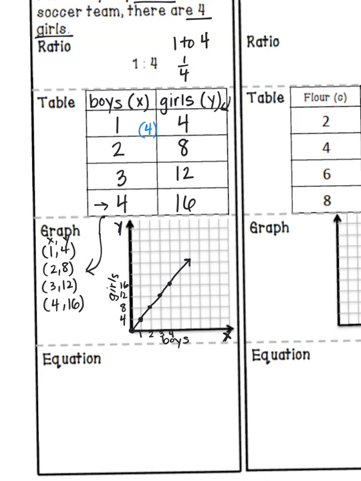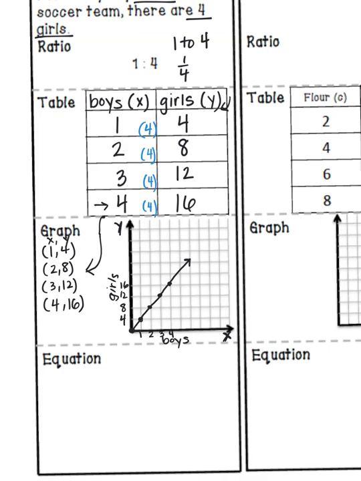So let's check it out. 2 times 4, yep, that gives me 8. 3 times 4, yep, that gives me 12. And 4 times 4, yes, that gives me 16. So I found the relationship. I am multiplying by 4.